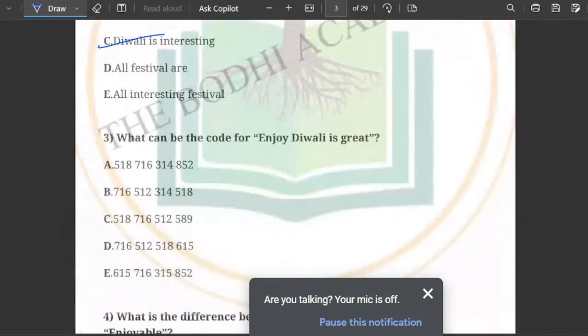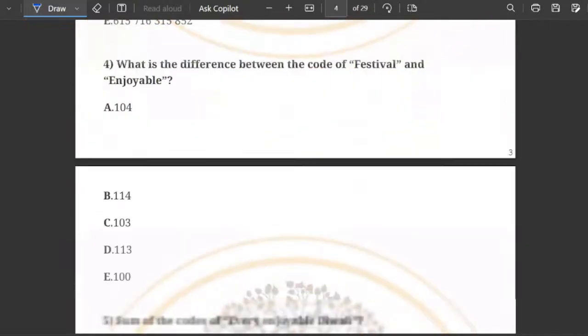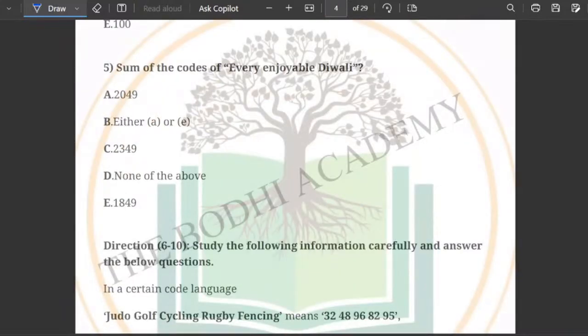Now, next questions. Question numbers third, fourth, and fifth you have to solve. So take a screenshot. I'll just wait for a few seconds. Question number fourth, you have to solve. Question number 5. Very, very easy. They are not at all difficult. Once you find the code for each and every word, it becomes very easy. Now, question number 6 to 10.